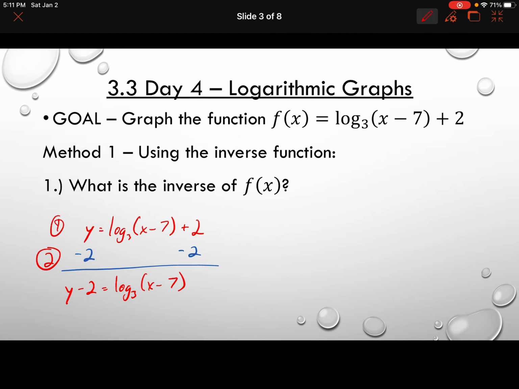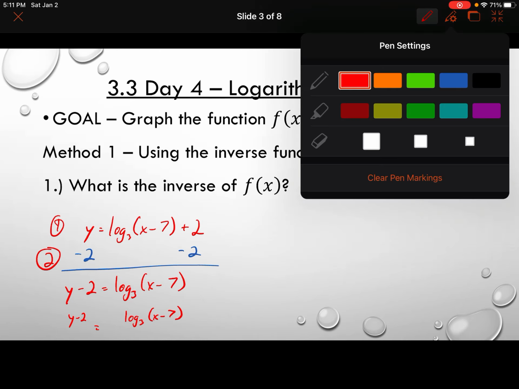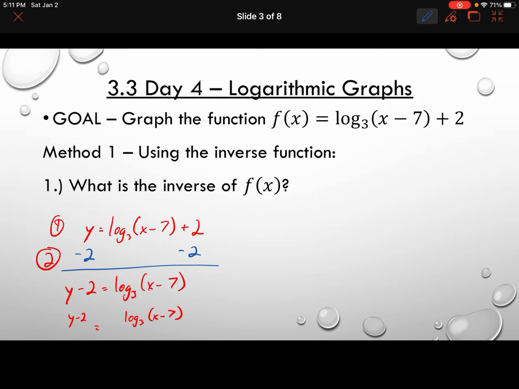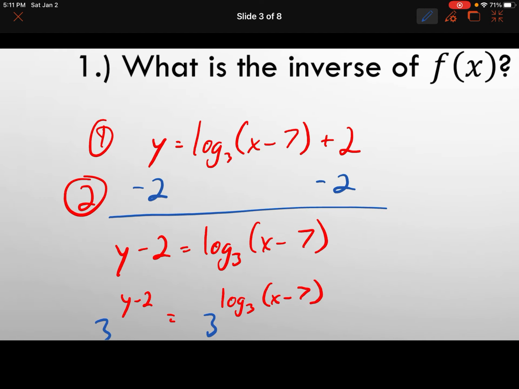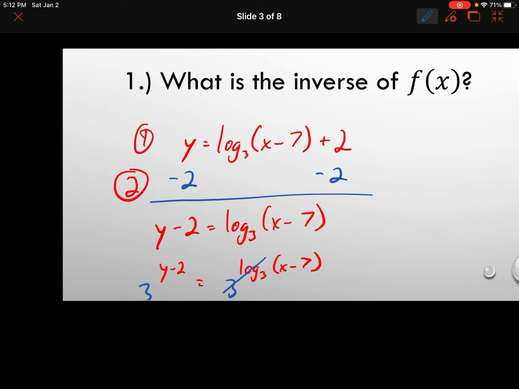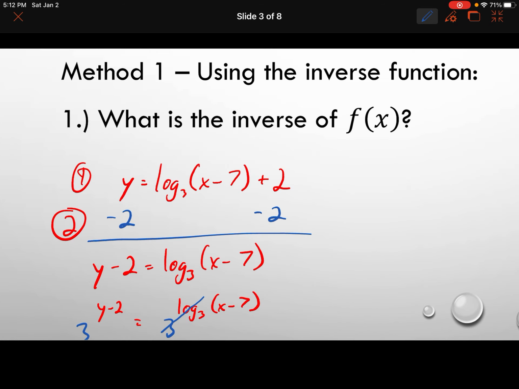So we're gonna make the left side, y minus 2, into an exponent, and we're gonna make the right side, log base 3 of x minus 7, into an exponent. And the base of our expressions is going to be 3. Once again, we made base 3 our exponential base because we want that log to cancel out. In order to cancel out a log base 3, you have to use a base 3 in order to cancel it out. So now the right side cancels out.